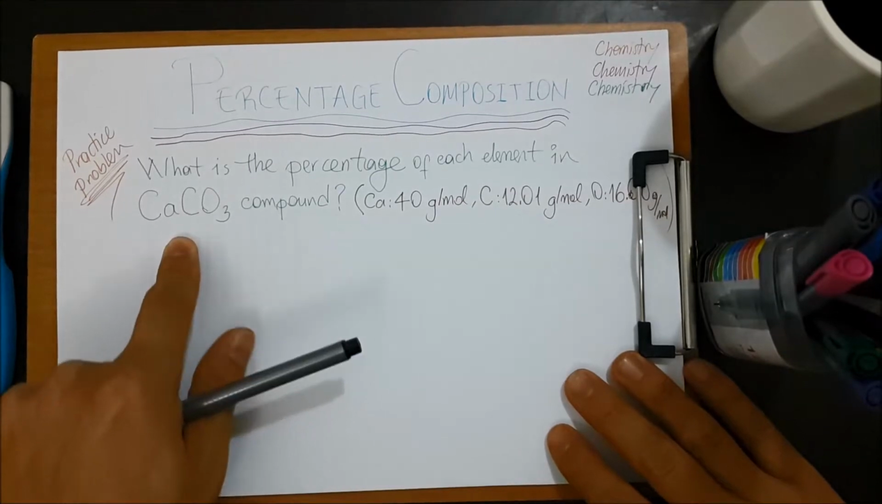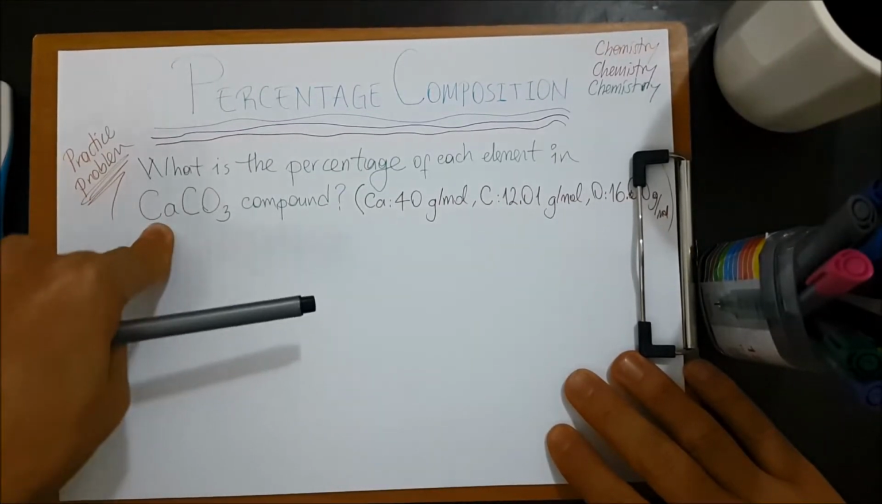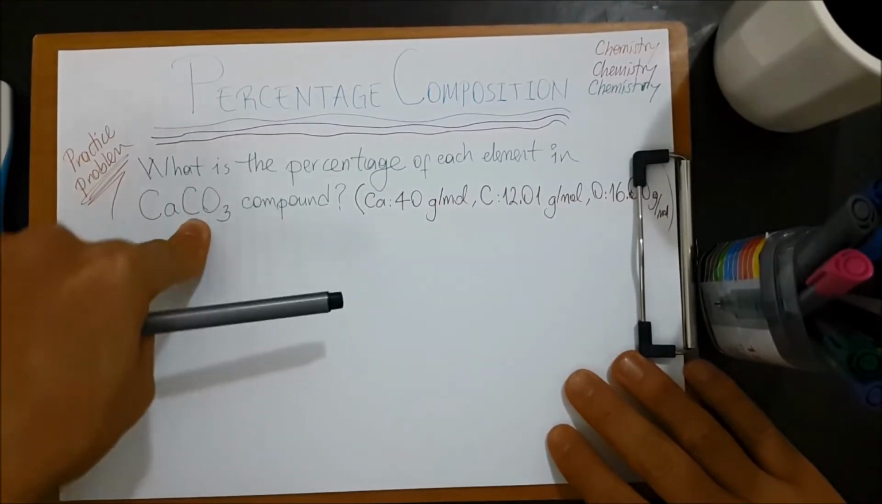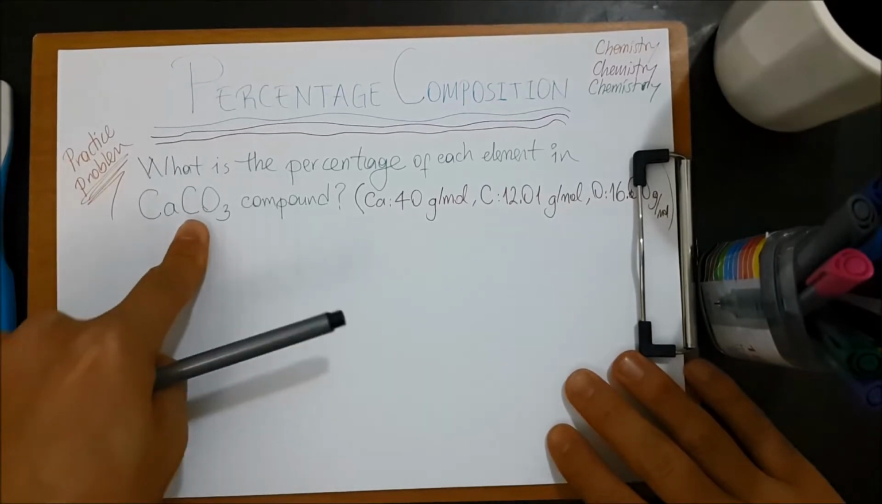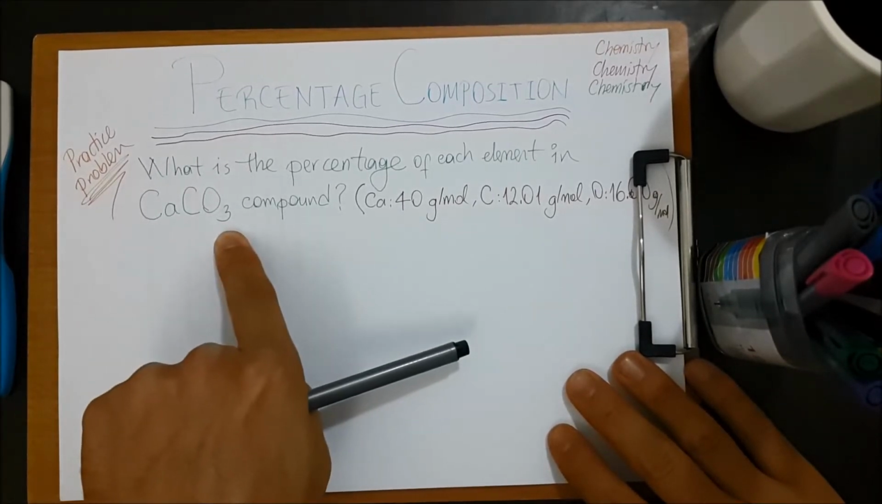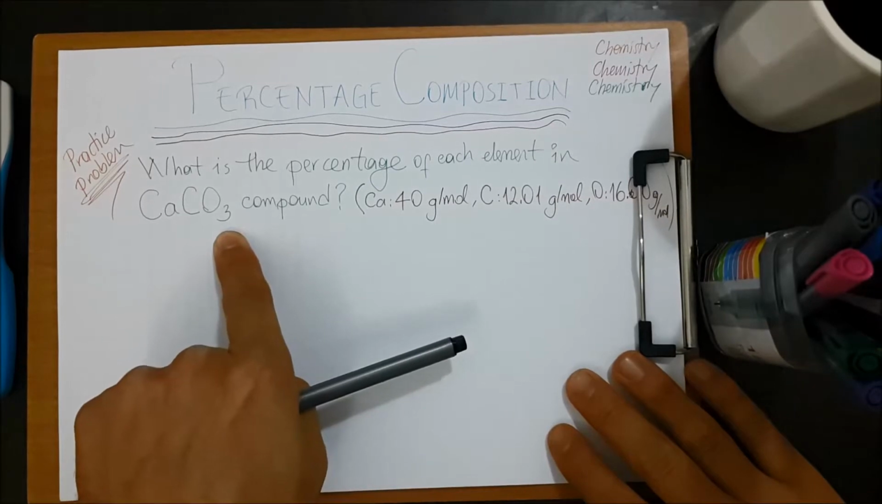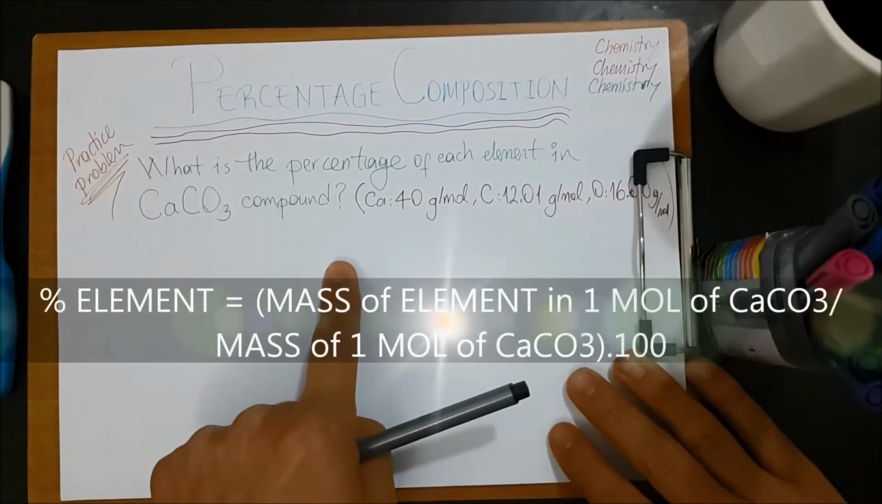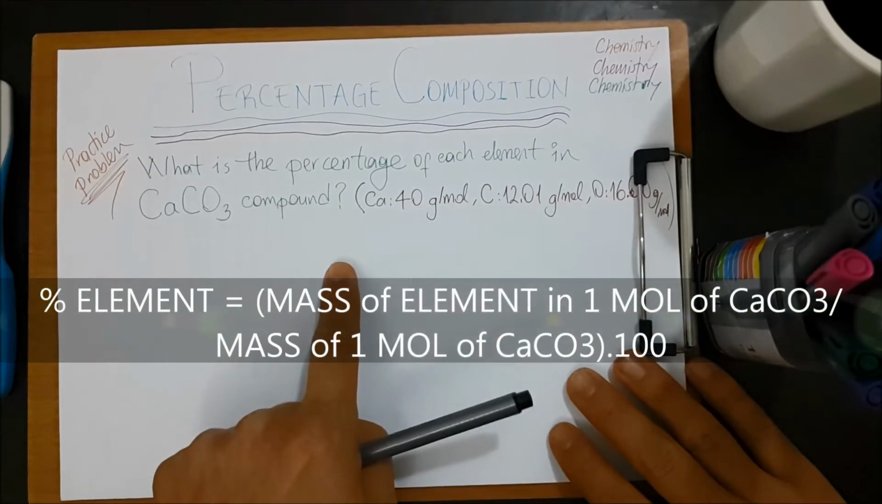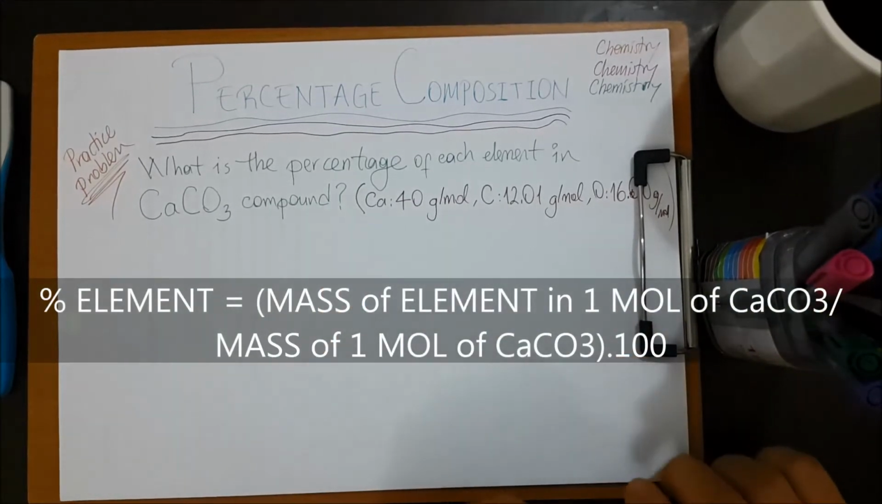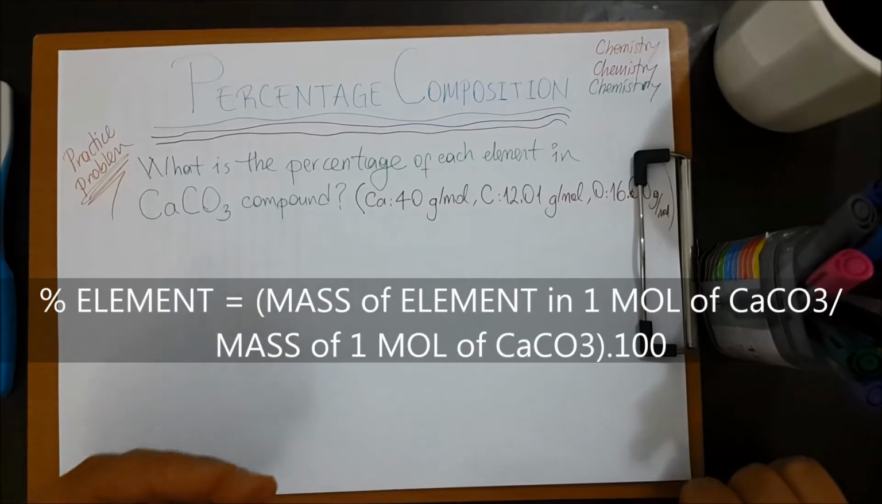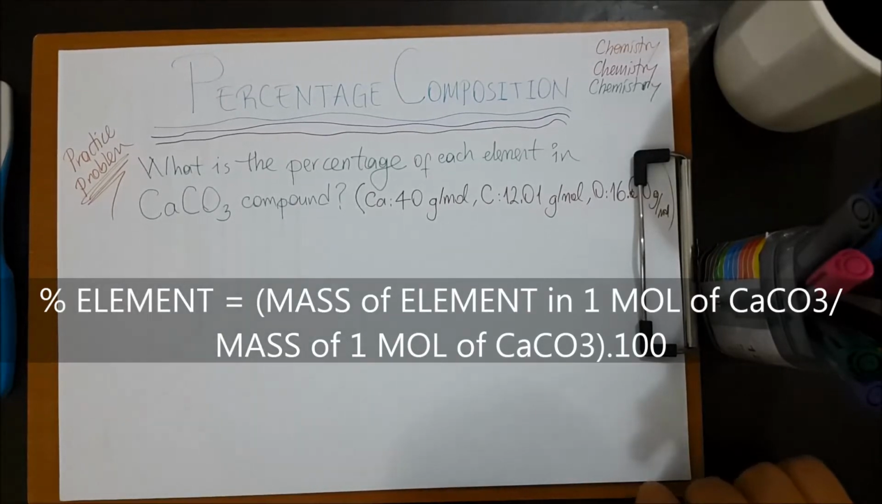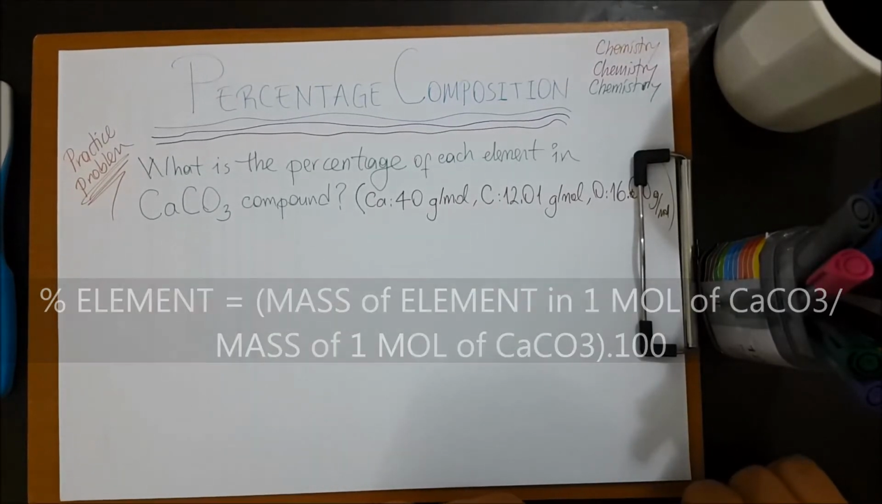Then we will use how many moles of calcium we have in the compound, how many moles of carbon we have in the compound, how many moles of oxygen we have in the compound. After finding their moles, we will convert these moles into mass. Then we will divide mass of each element by the molar mass of this compound. After making the division, we multiply the result by 100 to get the result.